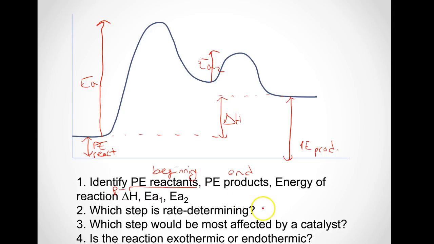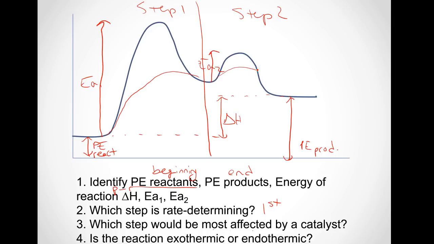Which step is rate determining? That would be the first step because if I split it this way, this is step 1 and this is step 2. This has the biggest hill to climb. Which step would be most affected by a catalyst? Now that's a great question because remember what a catalyst does? It makes the hill smaller. Which one has a greater effect on the activation energy? Well, here versus here. The difference is that versus this. Step 1 definitely has the greater effect on it with a catalyst.